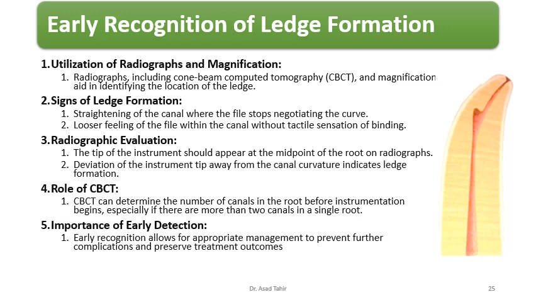Radiographic evaluation. The tip of the instrument should appear at the midpoint of the root on radiographs. Deviation of the instrument tip away from the canal curvature indicates ledge formation. CBCT can determine the number of canals in the root before instrumentation begins, especially if there are more than 2 canals in a single root. Importance of early detection: early recognition allows for appropriate management to prevent further complications and preserve treatment outcomes.